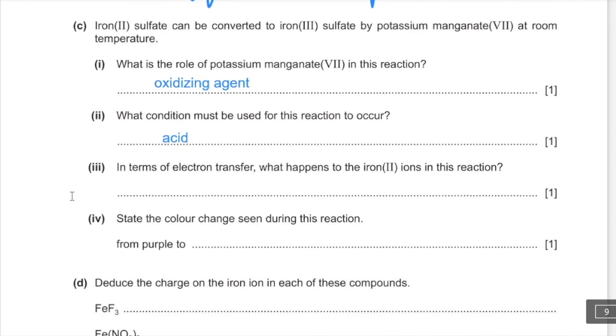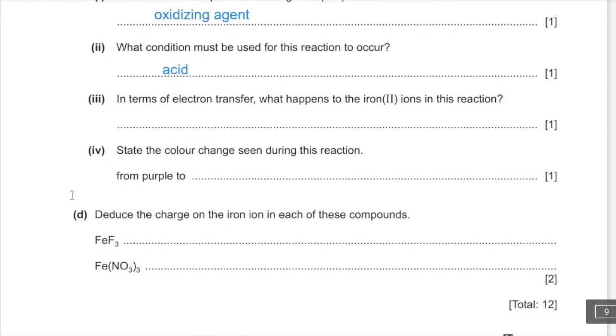3. In terms of electron transfer, what happens to the iron 2 plus ions in this reaction? So they lose electrons and gain another positive charge. From 2 plus, they get converted to 3 plus.